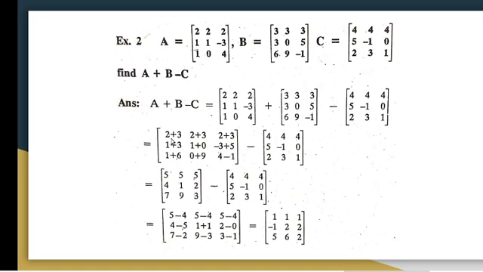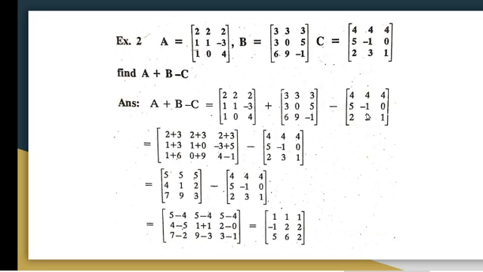So first, the addition product A plus B: 2 plus 3, then 2 plus 3. Yes, we have done this with the first example. You can do this also. We have to add all the elements in their corresponding places. So we will get A plus B like this.